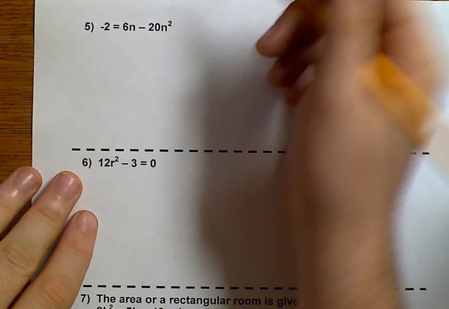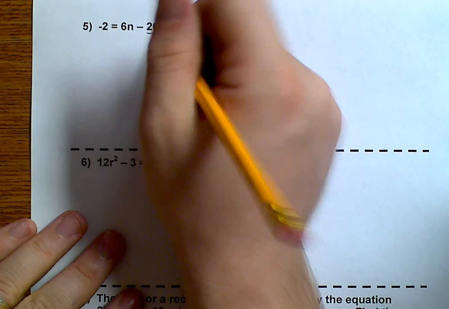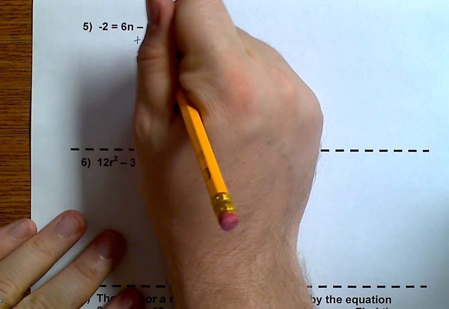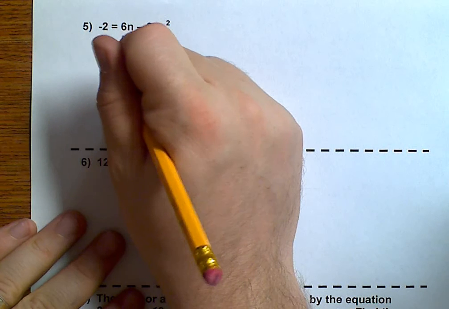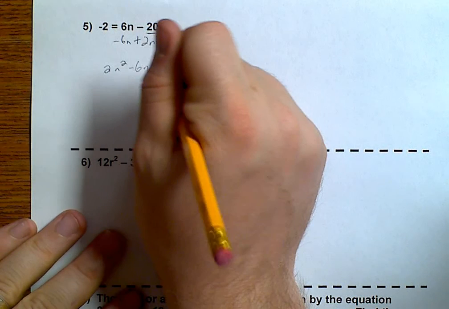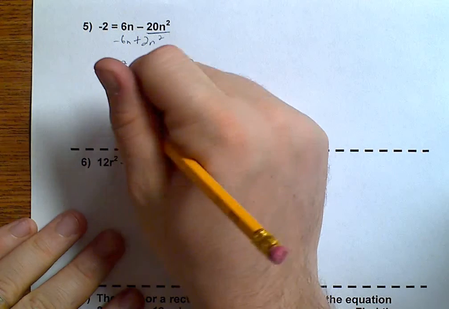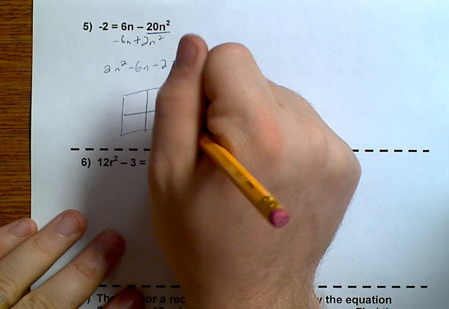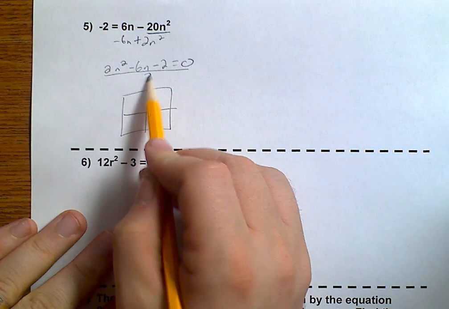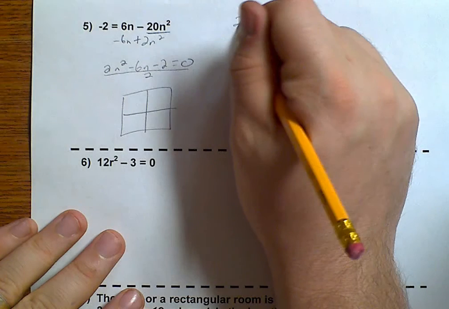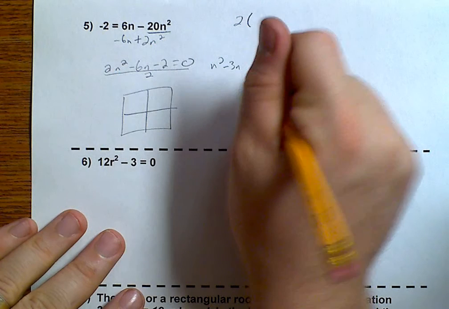We'll make sure everything's on the same side, and I want my n squared term to be positive. I'm going to add 2n squared and subtract 6n. That will give me 2n squared minus 6n minus 2 equals 0. But before I even do the box, I notice that I can divide everything here by 2. So that gives me n squared minus 3n minus 1 equals 0.